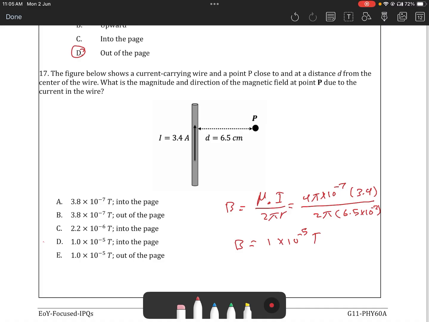Now our answer will be D or E, depending on the direction of the magnetic field. If the thumb is upward and we curl our fingers, the magnetic field at the right side will be into the page. So the answer is D. Try it, please.